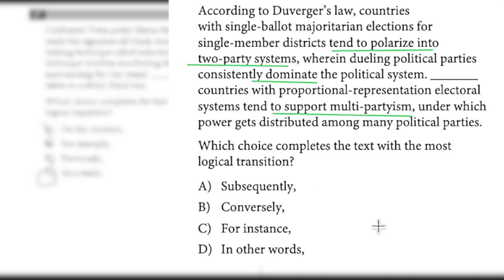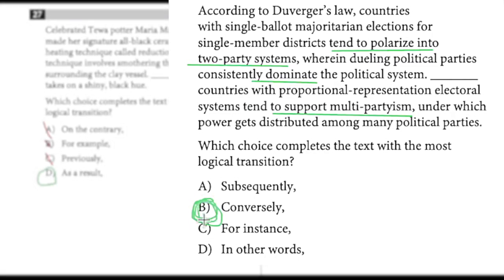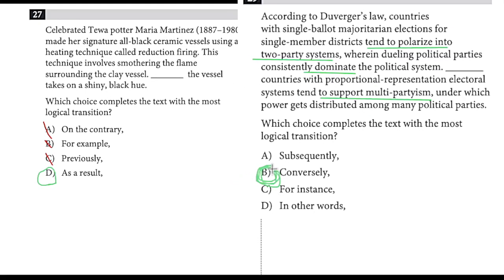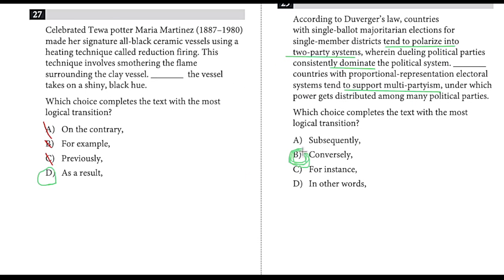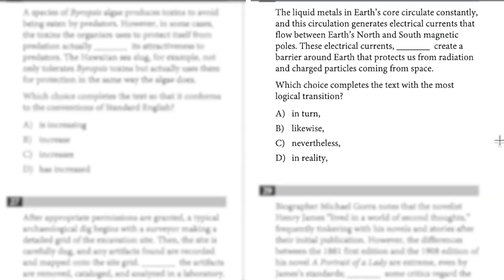Okay, so we're looking for a contrast. These countries have two-party systems. These other ones have multi-party systems. So conversely, and that one just jumped out at me. I do like to eliminate, but I saw conversely because that's literally like, opposite of this is this other thing. All right, let's do a couple challenging ones.